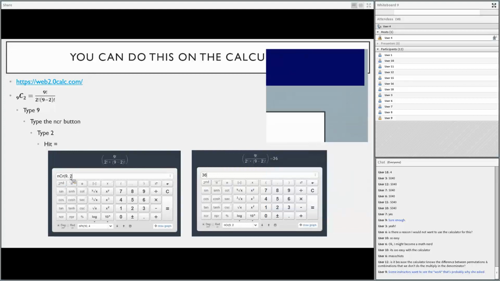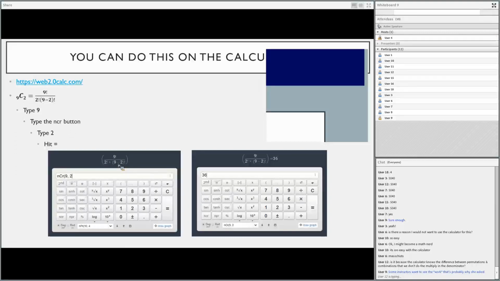Is it because the calculator knows the difference between permutations and combinations that we don't do the multiply in the denominator? Yes, exactly. So notice, April, see here, when you typed in the 9C2, see how it provided this formula to you? You didn't type this part at the top, right? It just knew that this was the formula you were talking about, and it knew where to put what number.